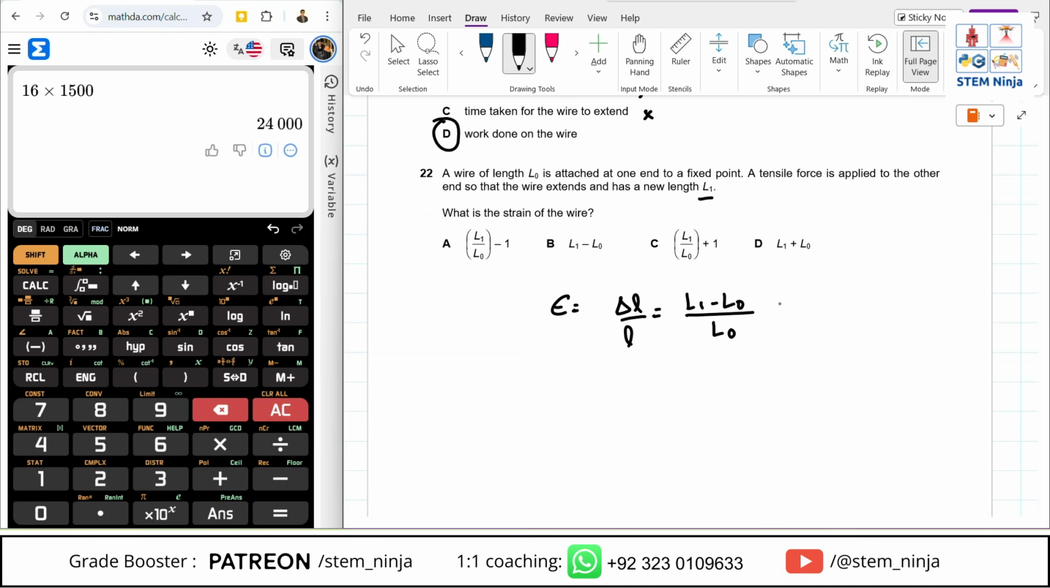So let's see which one of them it is. So this is L1 over L naught minus L naught over L naught, which can also be represented as 1. So L1 over L naught minus 1. This is A.